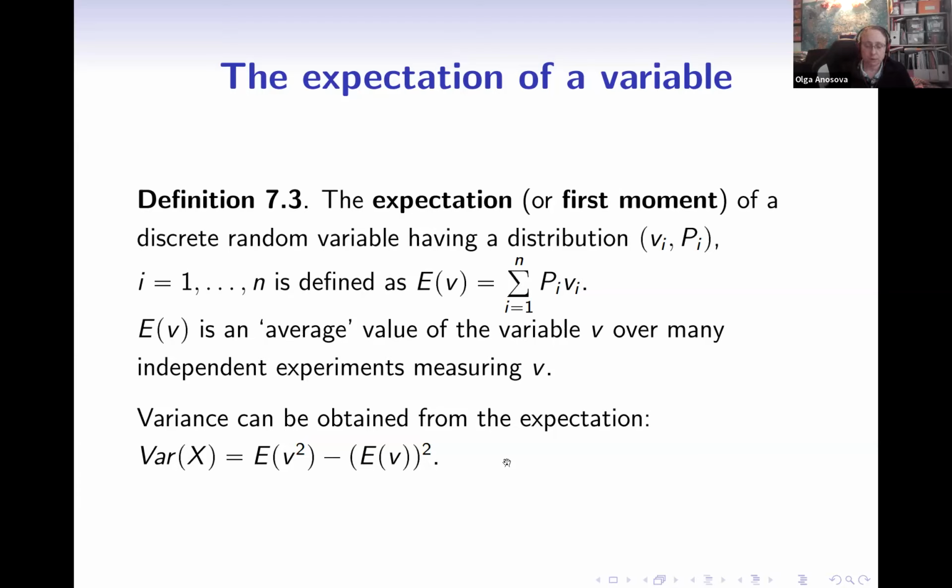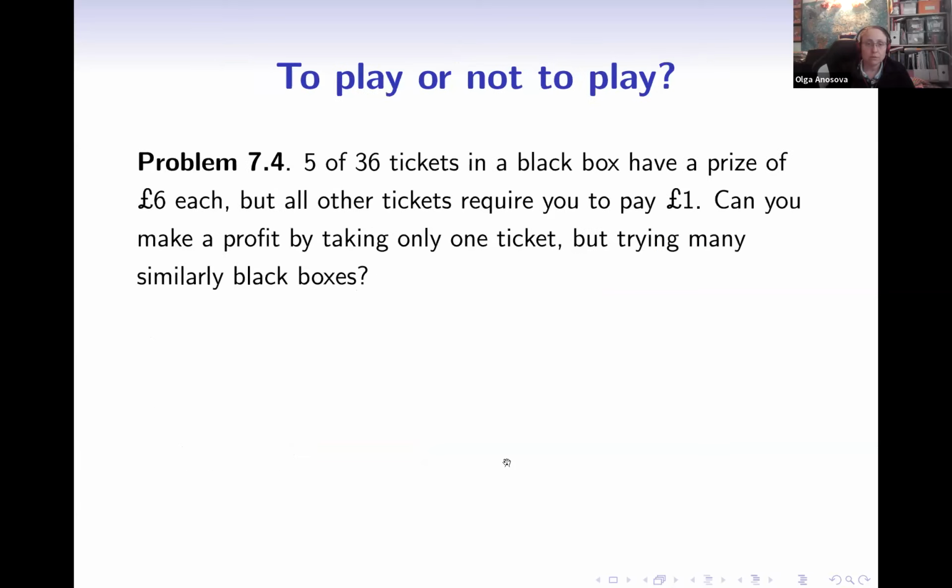And let's try to apply it to a well-known problem. Let's start with this problem first. So suppose we have 36 tickets, and suppose we say that 5 of them are winning and will yield us a prize of 6. But all other tickets will ask us to pay £1.